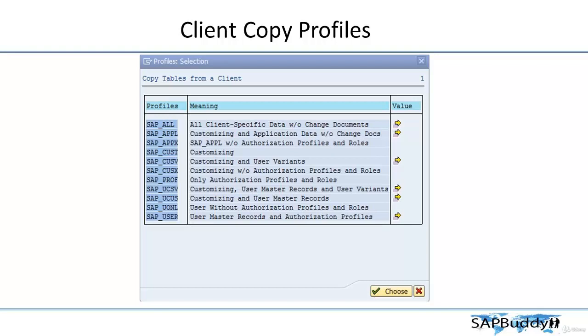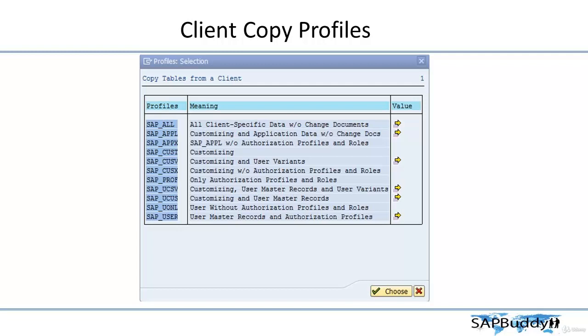But if you want to copy only the roles, then you can use these options. And let's say if you want to use this customizing, user master record and user variant, then this will also copy the user master record and user variant as well as customizing. Then the next option is customizing and the user master record. Here it will copy the customizing and user master record, but it will not copy the authorizations and profiles. Here also we have to be quite careful.